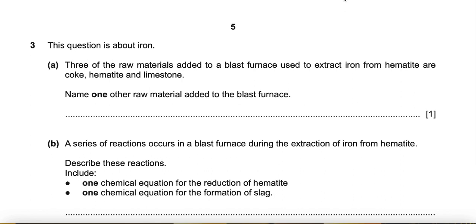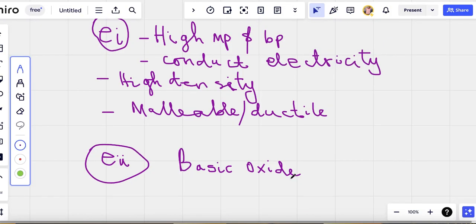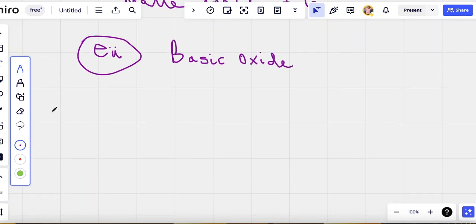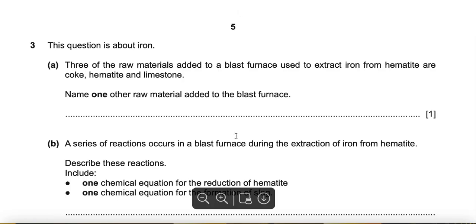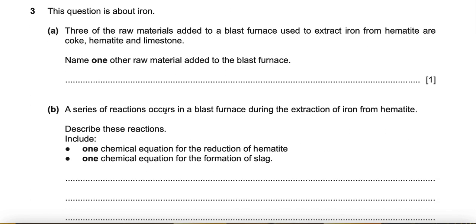Hot air. We add hot air when we're doing this. Question 3A. We add hot air, right, to the blast furnace. Coke, hematite, limestone, and we say hot air must be added. That's that for this question. Let's go to the next question. You have to add hot air to complement the coke, hematite, and the limestone.